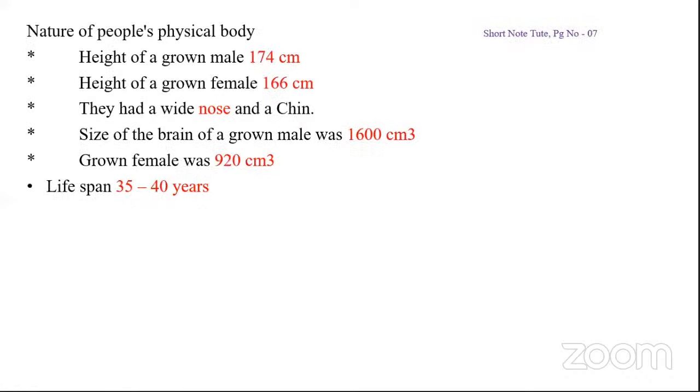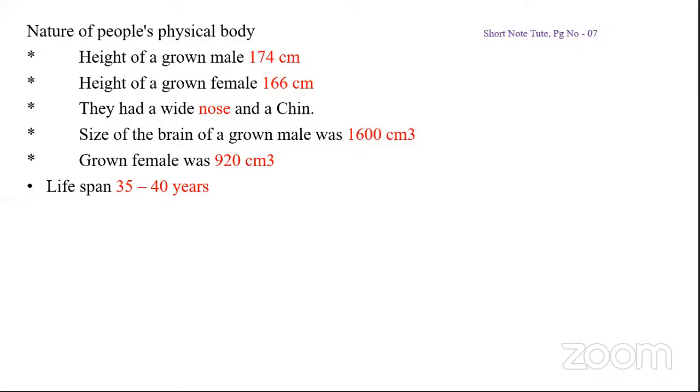So that means in page number 7 of the short note, we can write this one. Height of a grown male, 174 centimeters. Height of a grown female, 166 centimeters. And they had a wide nose and a chin. And size of the brain of a grown male was 1600 cubic centimeters. And grown female, 920 cubic centimeters.